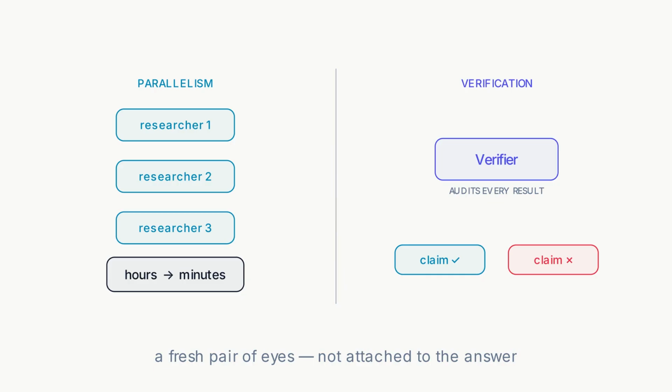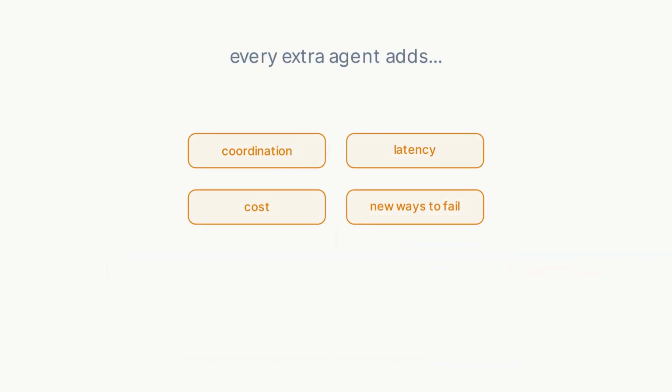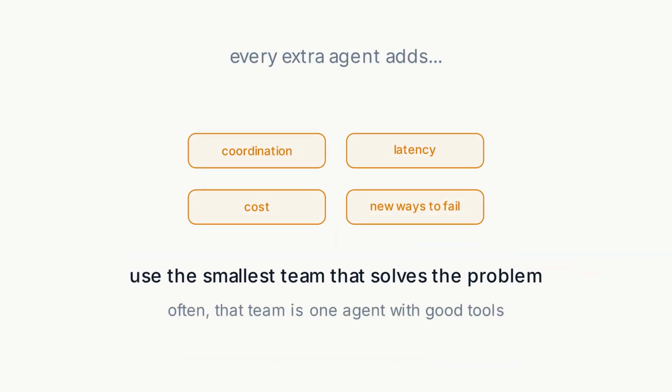Second, verification. 1 agent can be given a single job, check the others. A verifier that audits claims, reruns numbers, and catches errors before anything reaches you. It works for the same reason a fresh pair of eyes works on human teams. The verifier isn't attached to the answer. But be careful, every extra agent adds coordination, overhead, latency, cost, and brand new ways to fail. Agents can misunderstand each other just like people do.